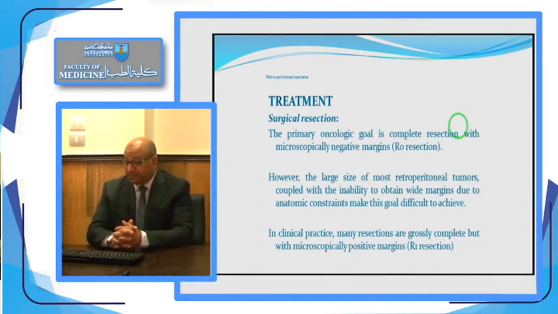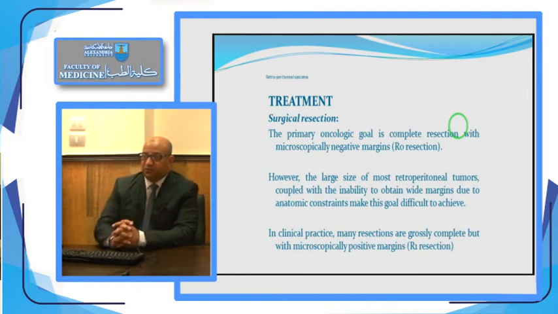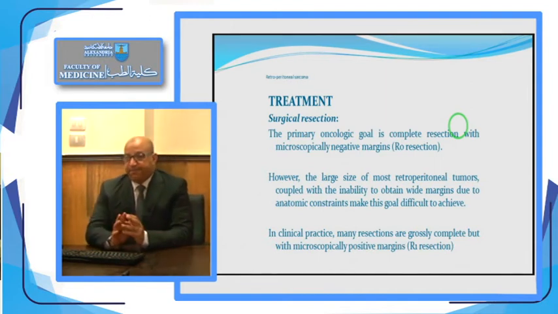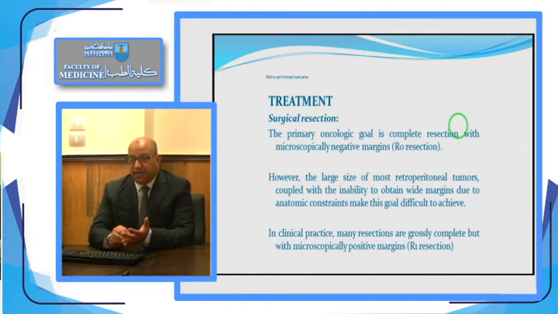In clinical practice, many resections are grossly complete but with a microscopically positive margin. So what will we do if I have a microscopically positive margin? I have to do re-resection. So I have to go again for surgery and re-resect the site suspected to be R1 resection.